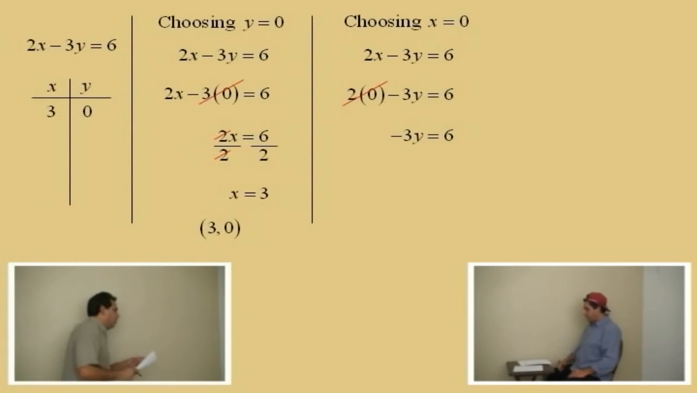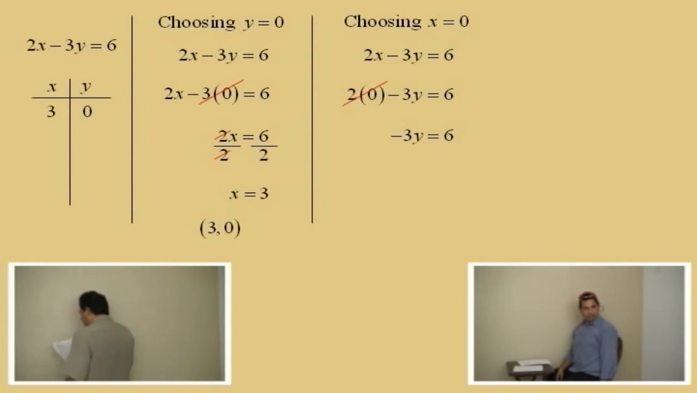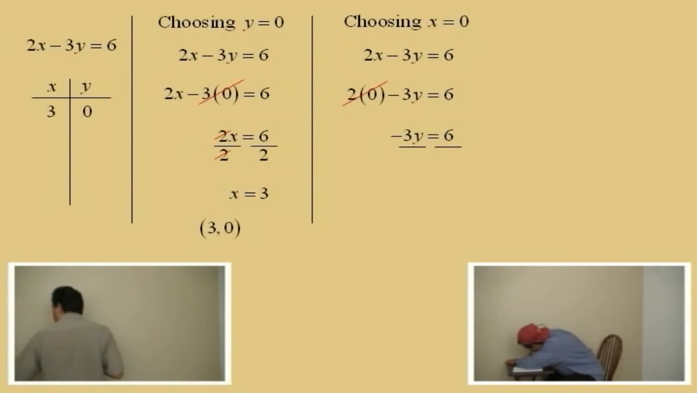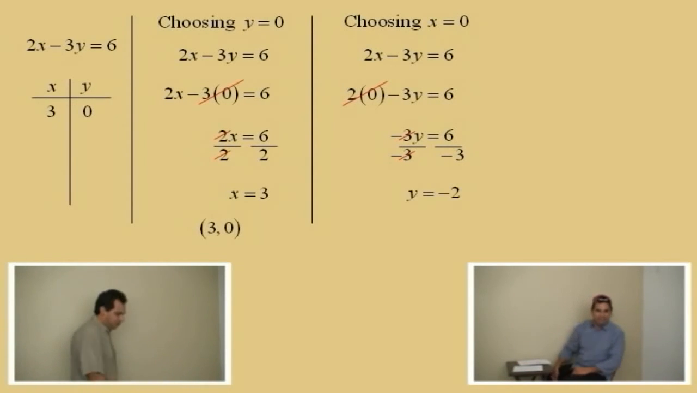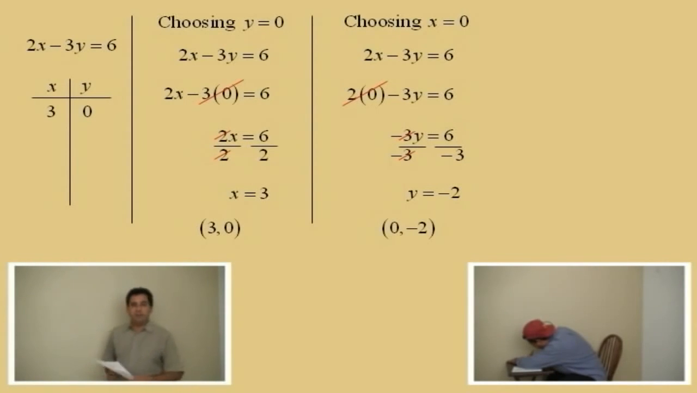Okay, how do we solve for y, Charlie? What do we do to both sides? Divide by negative 3. Very nice. Okay, we divide by negative 3, and that gives you y equals what, Charlie? Negative 2. So remember, Charlie chose the x, and we solved for the y value, and our y value came out to be negative 2, giving us our ordered pair 0, negative 2. Okay, x equals 0, y equals negative 2. And we'll go ahead and put that in our table there.